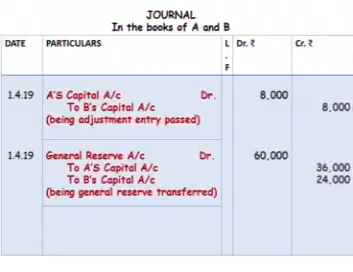Let's pass the adjustment entry now. It was gaining partner debit to sacrificing partner. So in this case, A's capital account debit to B's capital account. And what is the amount that A will compensate to B? 8,000 rupees. If you're not able to understand this or any part of this concept, just watch the video again and practice this question yourself.